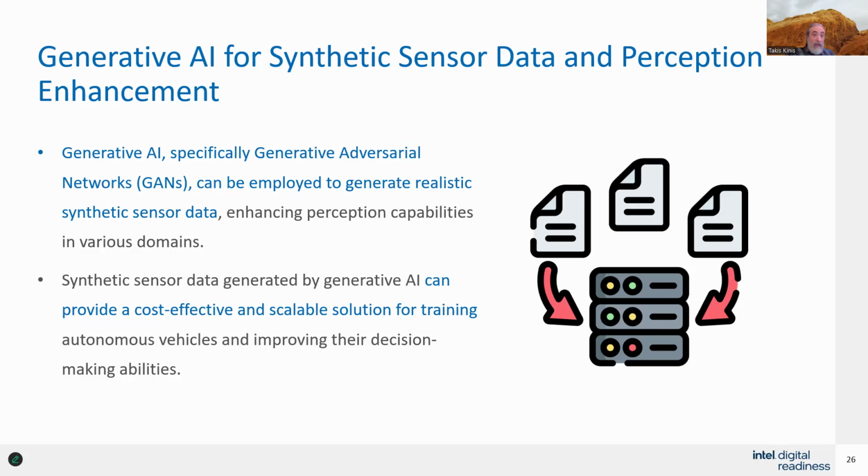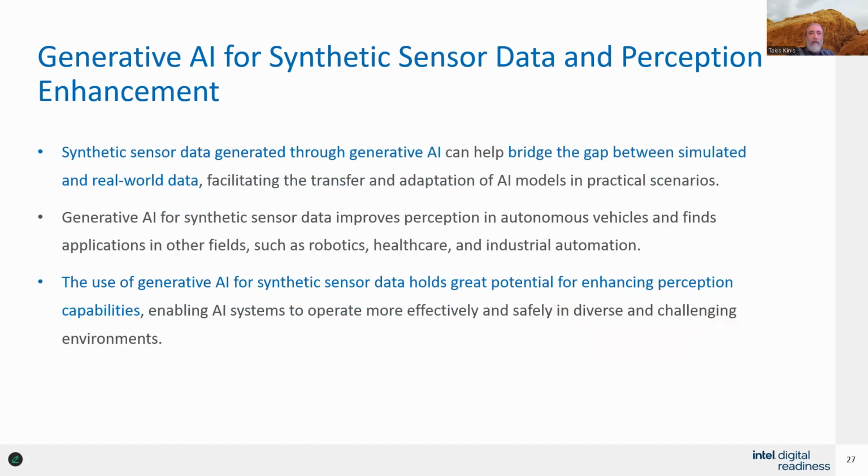I think these are pretty interesting. So generative AI, specifically generative adversarial networks, can be employed to generate realistic synthetic sensor data. So in other words, creating stuff that isn't necessarily always perfect, right? Because not everything in the real world is perfect. Sometimes there are flaws in the data, so you have to reflect that in the data that you're building. Using synthetic data, especially in sensor-driven applications, can really help to accelerate the building of things like autonomous vehicles, which we're going to look at here in just a little bit.